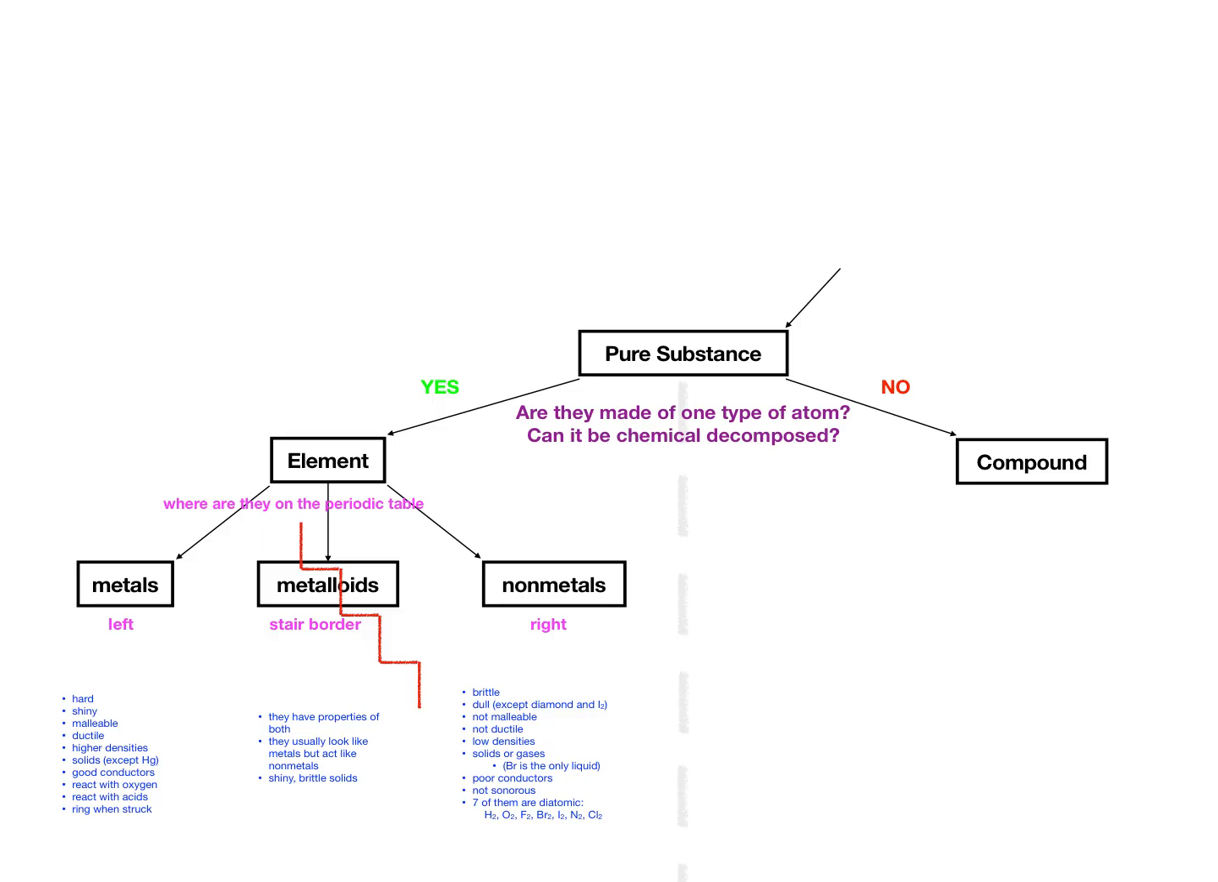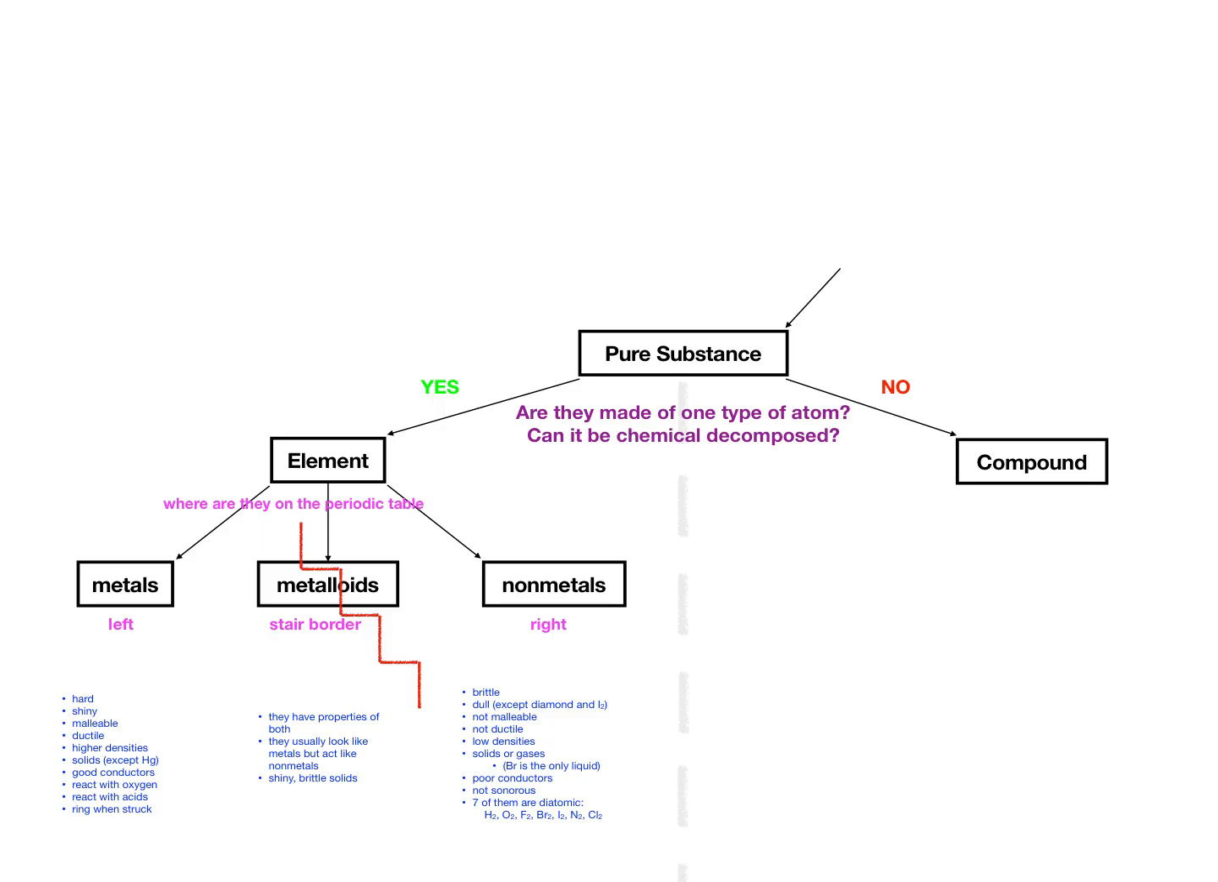For nonmetals over here on the right side of the periodic table, instead of being hard, they are rather brittle. They're not shiny, they're dull, with the exception of diamond, which is just carbon, and iodine crystals, which are not dull. So these things are all going to be not malleable, not ductile, and they have lower densities. Nonmetals can be solids or gases. Bromine is the only liquid. They're poor conductors, they do not make sounds.